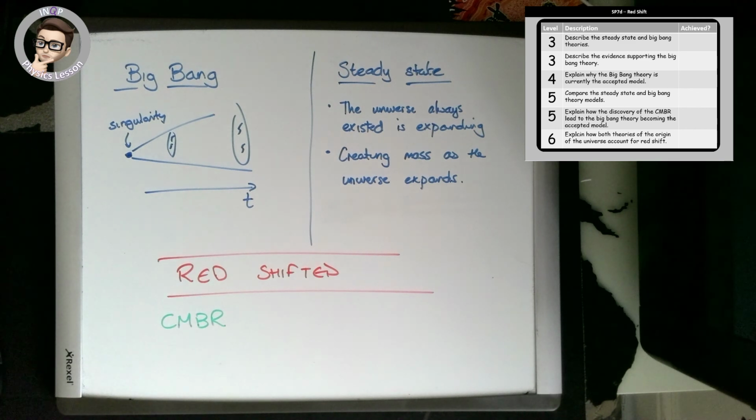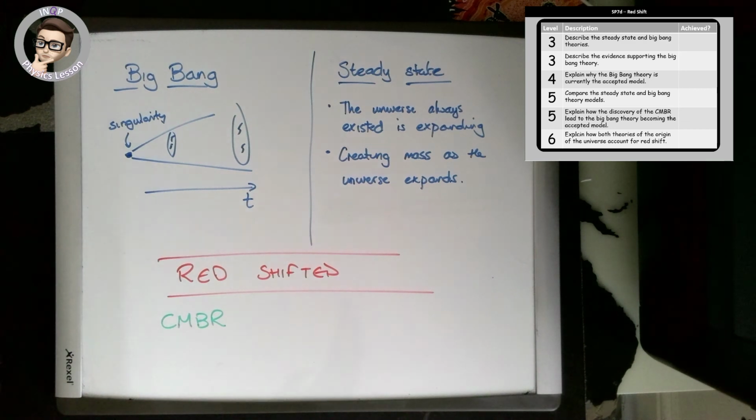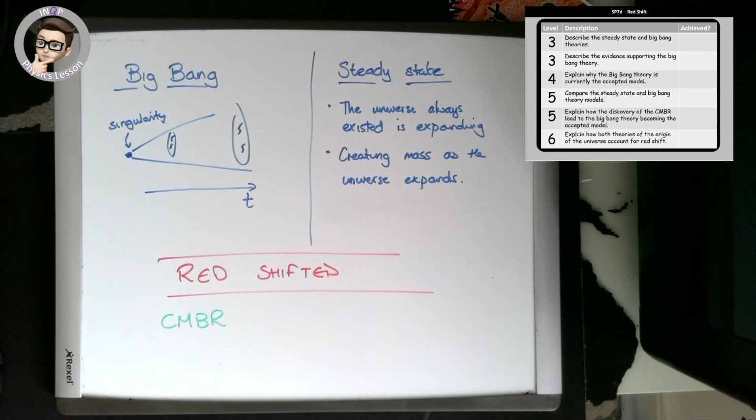We've explained why the Big Bang Theory is the currently acceptable model, and it's the only accepted model because of the CMBR. There's no other reason for the CMBR, and the CMBR does not fit with the steady state theory. There's no reason for it to fit. So we can compare those two models and we can argue which one is correct, and we can use our evidence to explain it. And finally, we've talked about how both theories account for redshift. And that is because, as I've said, both models here use the idea of expansion.